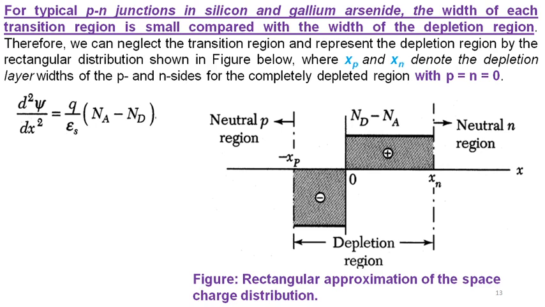By using the above equation with a completely depleted region in the Poisson equation, p and n are equal to 0, so the Poisson equation has only the first term present, for the neutral N and P regions shown in the figure.